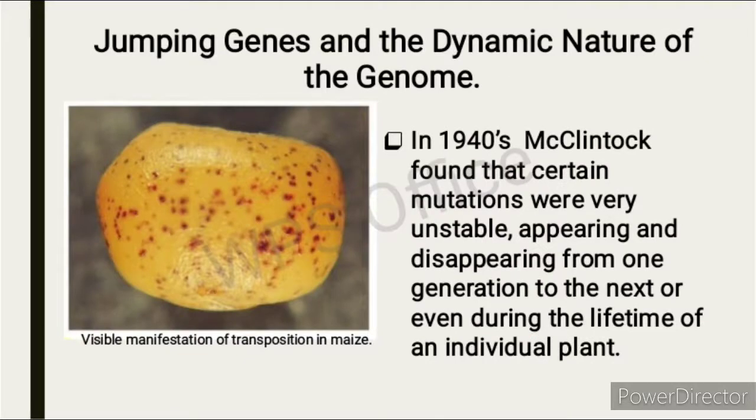As you can see, this figure shows jumping genes and the dynamic nature of the genome. This is the visible manifestation of transpositions in maize. In the 1940s, McClintock found that certain mutations were very unstable, appearing and disappearing from one generation to the next or even during the lifetime of an individual plant.